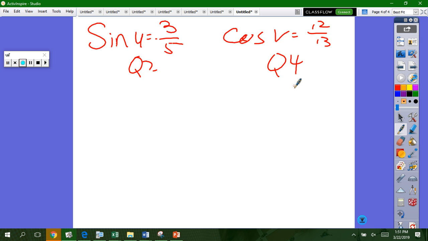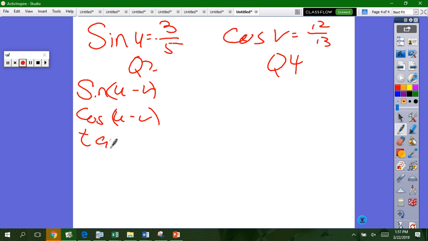So here's our goal, ladies and gentlemen. I want to know all of them. All of them are u minus v. You want to do alphas and betas? Do alphas.